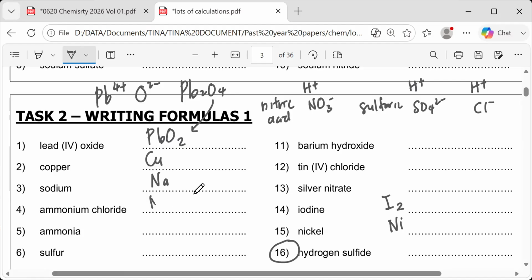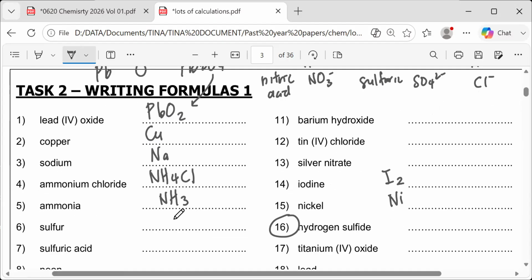Copper, Cu, sodium, Na. Ammonium chloride, NH4Cl, ammonia, NH3. Sulfur, right? Usually when we write in exams, we just write S. But sulfur actually exists as a molecule with 8 atoms, though you don't usually write it. If ever you see S8, don't panic. It just means sulfur is usually found as a ring of 8 sulfur atoms, but we don't usually write it in the equation. It doesn't make a difference. It's still the same thing.